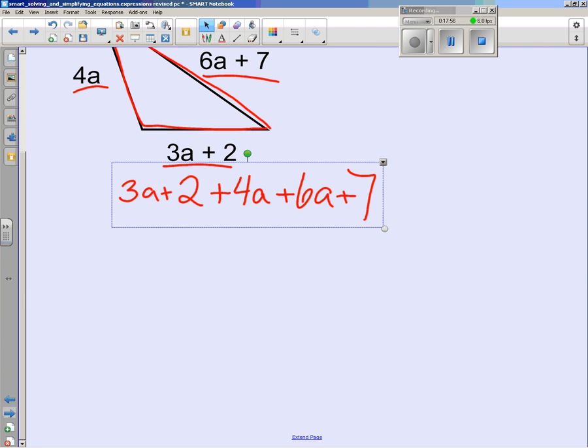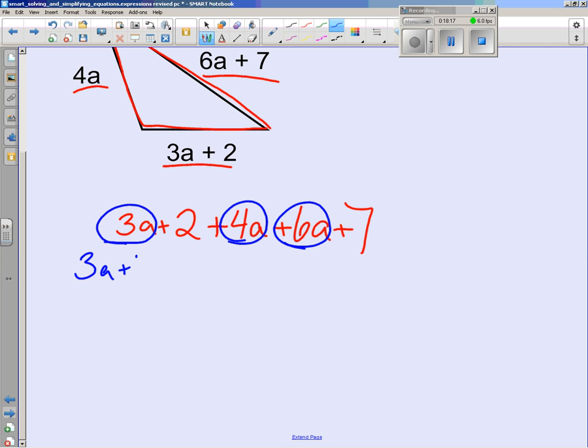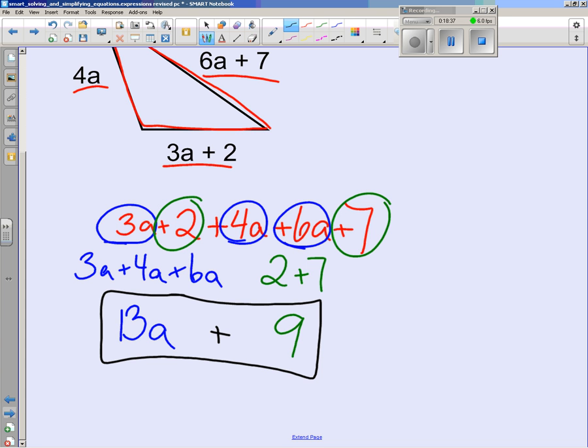If I take that now and I simplify it, I combine like terms. I'm going to circle my first term of the problem, that's 3a. I will now look for any other terms that have an a in them. I've got 4a and 6a, and I'm going to add that all together. 3a plus 4a plus 6a, and that's going to give me 13a. I will do the same thing for my constant terms. I have 2 and I have 7. 2 plus 7, that's going to give me 9. So my expression for the perimeter of this triangle is 13a plus 9.